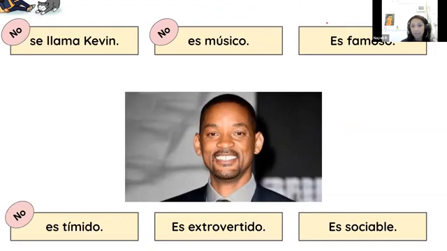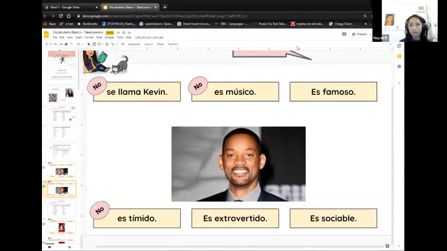to say very. Okay, I'm going to check quickly at the chat. I think I saw some people with questions. Trying to open the chat. Oh, I think I have to stop sharing here. Let me see. While I am checking the chat, I want you to think about other actors that are sociable, extrovertido.